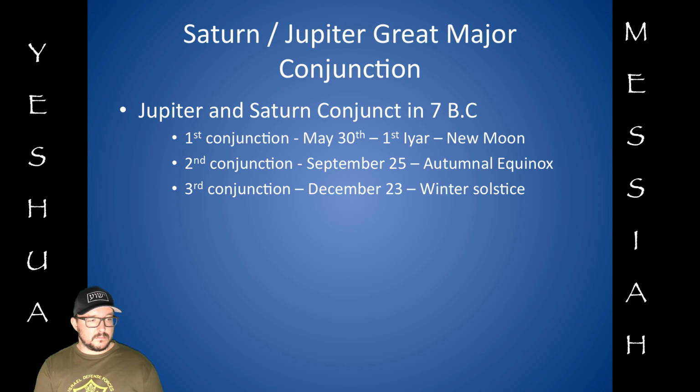The first conjunction was on May the 30th, which was on the 1st of Iyar, that was the new moon. The second conjunction was on September 25th, and that was the autumnal equinox. And the third conjunction, and the most important, was December the 23rd, which was the winter solstice. And I want you to keep that in mind for later when we look at the Revelation chapter 12 sign, because we see 3 years after the Revelation chapter 12 sign, there's a major conjunction between Saturn and Jupiter on the winter solstice in the constellation of Capricorn, which is the sacrificial sign.